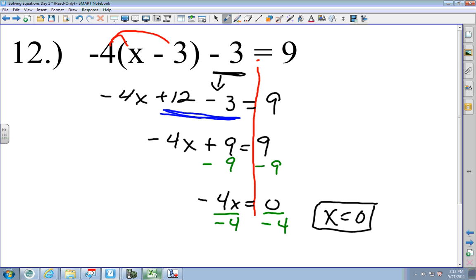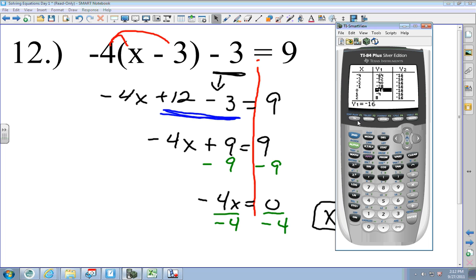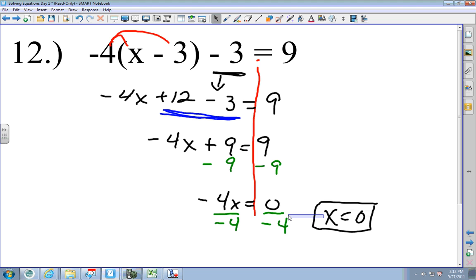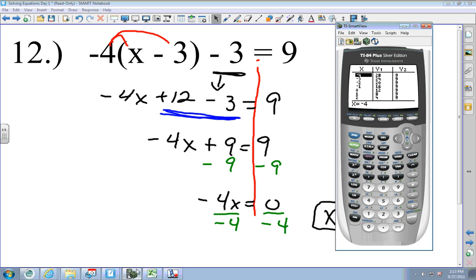Again, putting it in the calculator, you do it the same way. Let's see here. Bring up the calculator. Let's go to y equals, and I would clear them out, and I'm going to put into y1 negative 4 parentheses, x minus 3, parentheses, and in y2 I'm going to put in there 9. I'm going to press second graph. I think the answer is 0. So I'll go here and look. Well, it says I'm wrong.